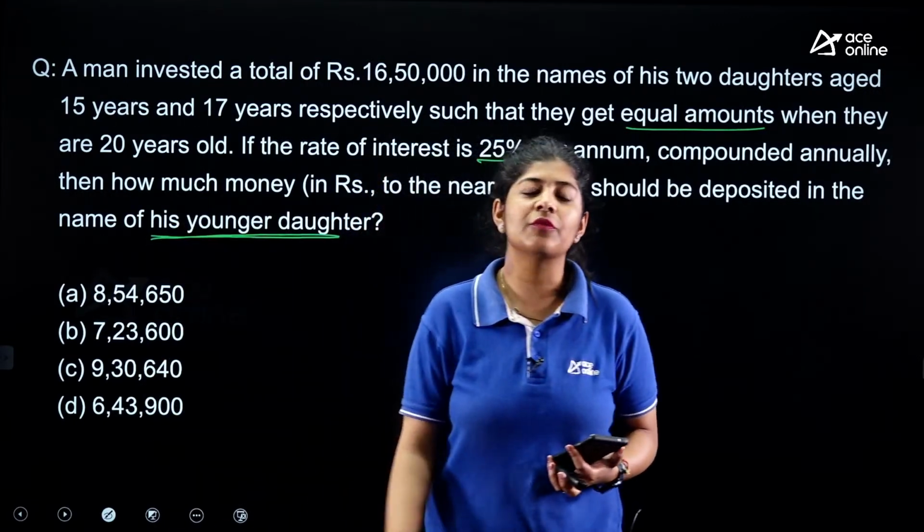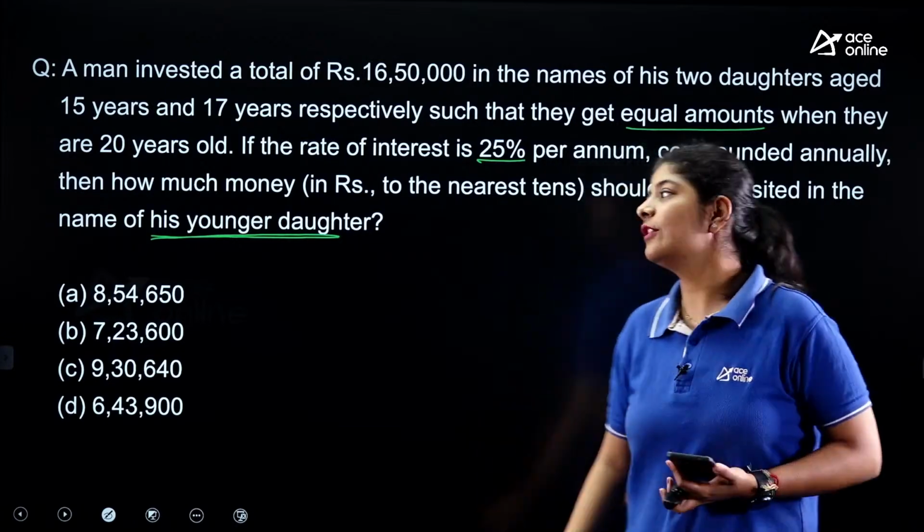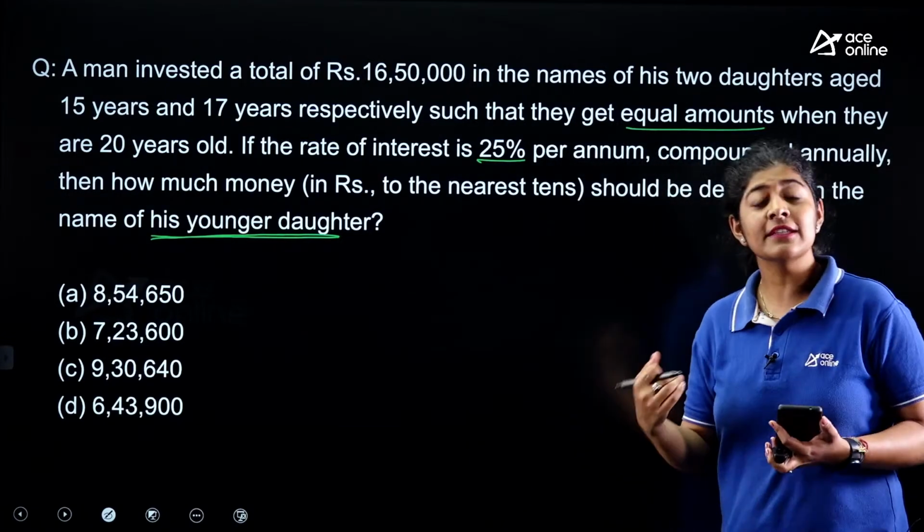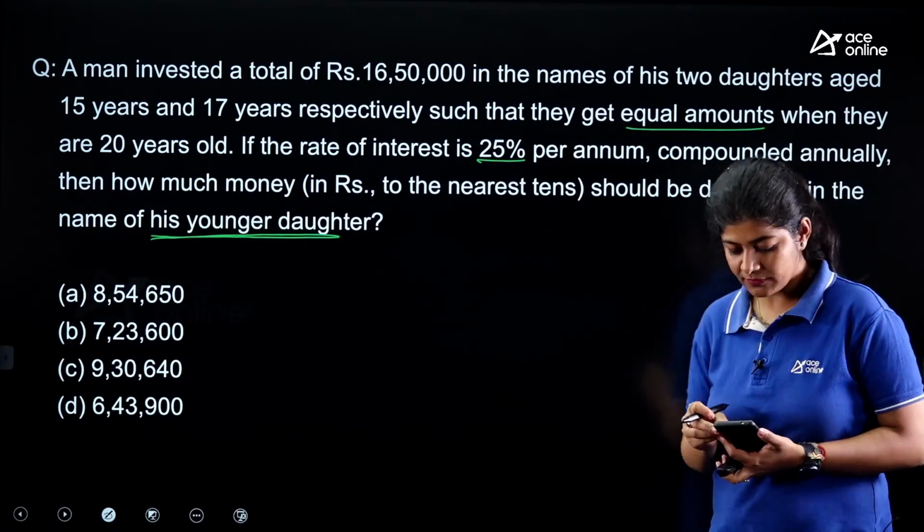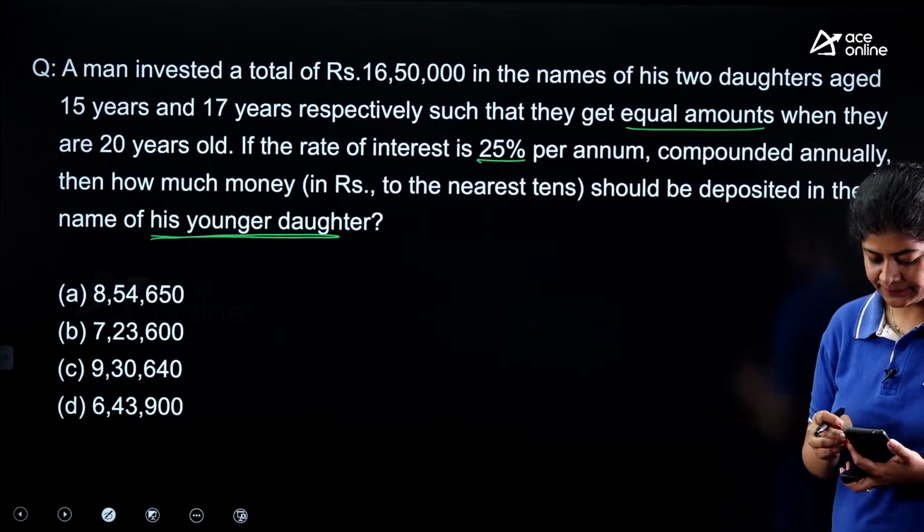What we need to do is find out the approximate value that the man invested in the younger daughter's account. So how are we going to calculate it?